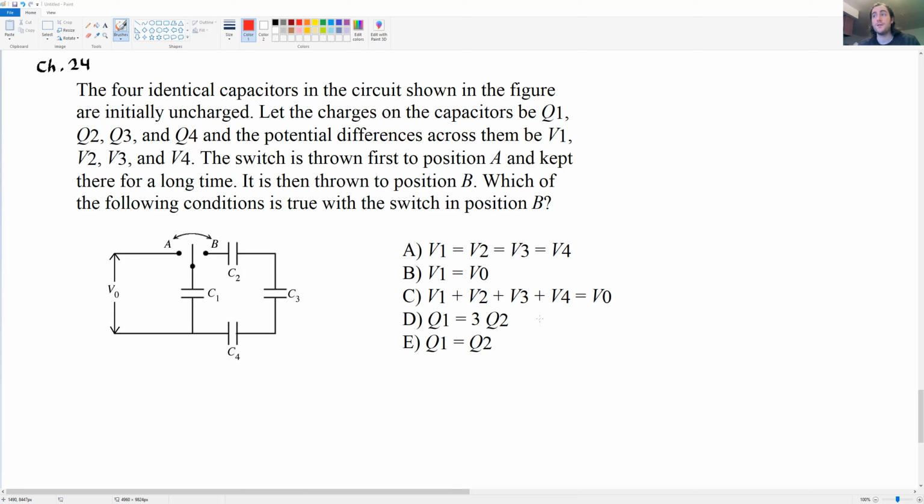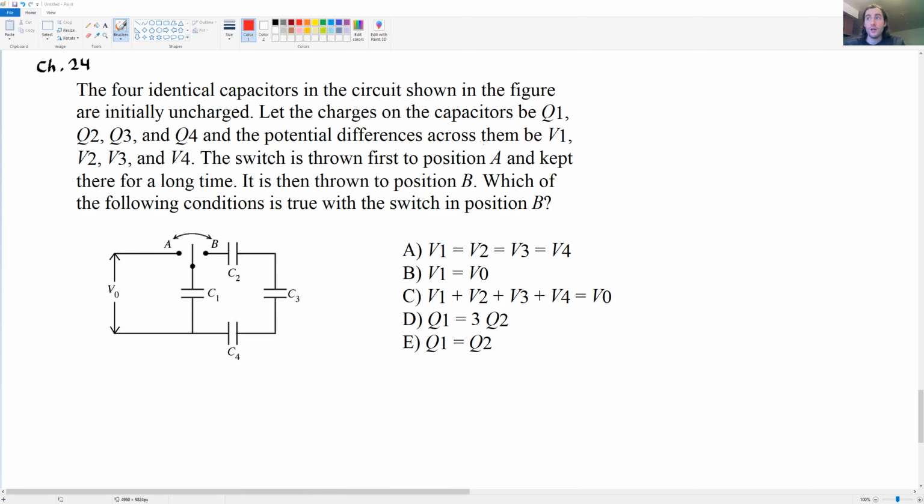So V1 equals V2 equals V3 equals V4, V1 equals V0, V1 plus V2 plus V3 plus V4 equals V0, Q1 equals 3 times Q2, or finally Q1 equals Q2. So which of the following conditions is true? Okay, so I'll give you some time to think about that. If you're watching on YouTube, go ahead and pause the video and try this one yourself.